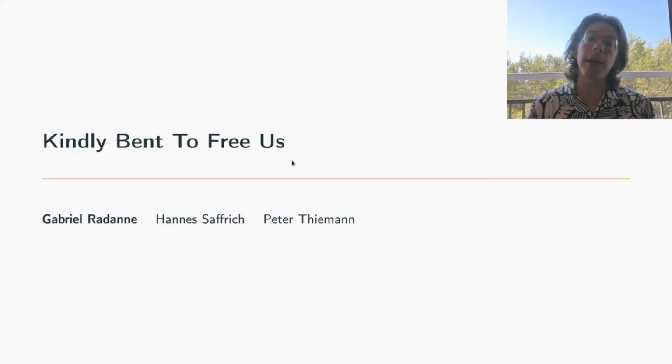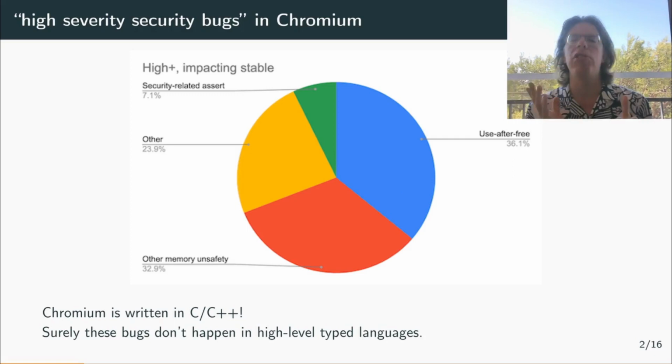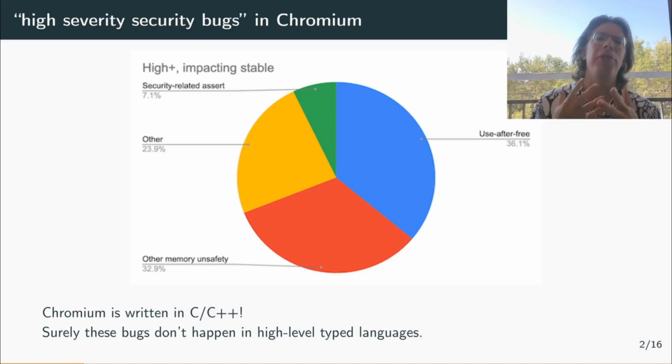I'm going to talk to you about memory and safety for a little while. Here is a report provided by the Chromium team about high-severity security bugs in Chromium, and you can see that almost two-thirds of the bugs in Chromium are memory-related, and one-third of the bugs are simple use after free errors. So you could say, okay, Chromium is written in a mix of C and C++, and surely these bugs don't happen in high-level typed languages, right?